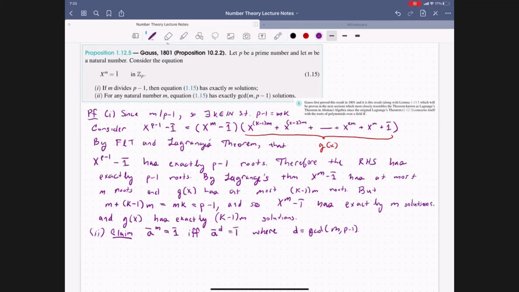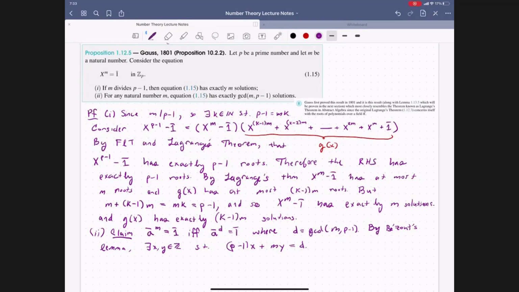Well, we see that this implies that a bar is a multiplicative residue. But before we do that, I'm going to use Bezout's lemma to get an equation. So we can find integers x and y such that p minus 1 times x plus my is equal to d, since that's the GCD. Now we're going to go ahead and do this in the following way.